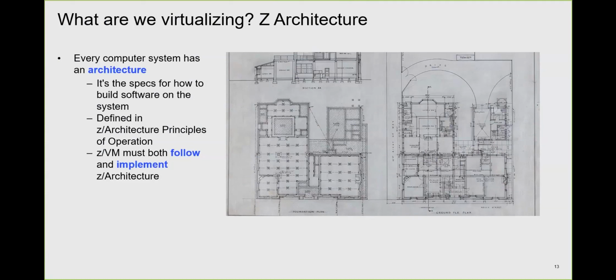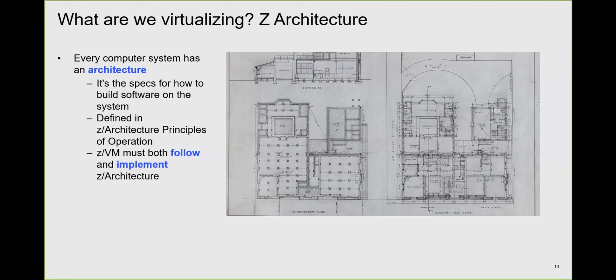Now, the z/Architecture is defined in this book we call the Principles of Operation. This is the Bible, so to speak, for Z, right? It defines everything that we know and love about the platform. And our job, when we virtualize it, is to make sure that our virtual context is exactly the same, and follows the same rules of the road that are laid out in the Principles of Operation.